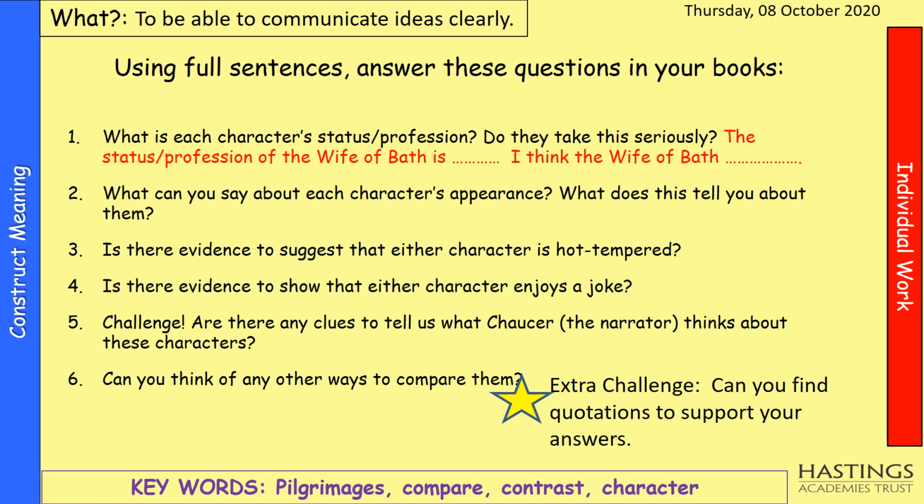Question 2: what can you say about each character's appearance? What does this tell you about them? Number 3: is there evidence to suggest that either character is hot-tempered? Number 4: is there evidence to show that either character enjoys a joke? And another couple of challenge questions. Number 5: are there any clues to tell us what Chaucer, the narrator, thinks about these characters? And number 6: can you think of any other ways we could use to compare these characters? Complete this using full sentences, and pause and do the work now.